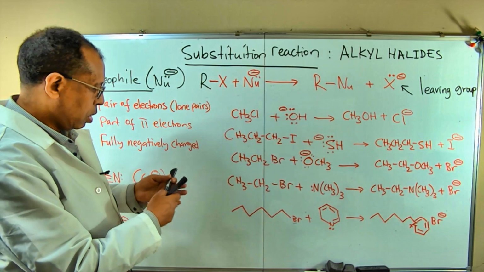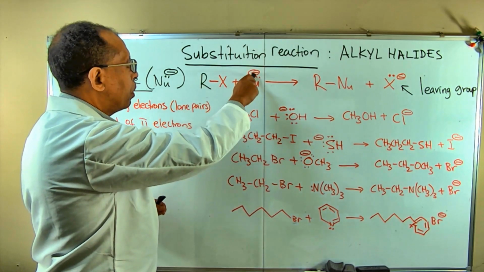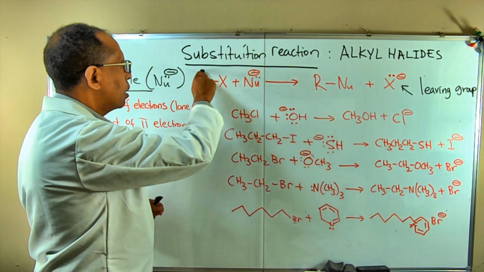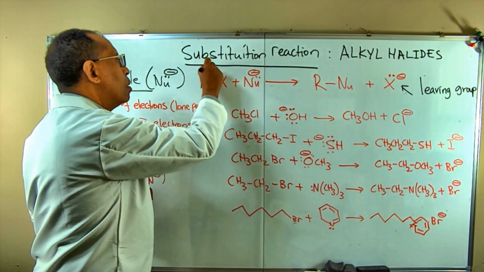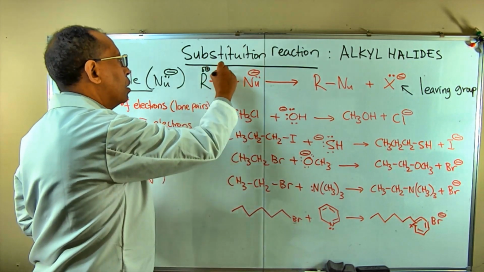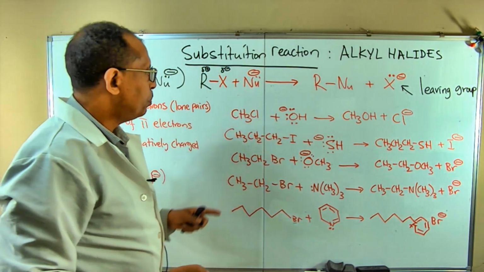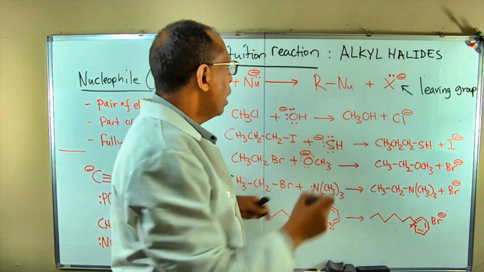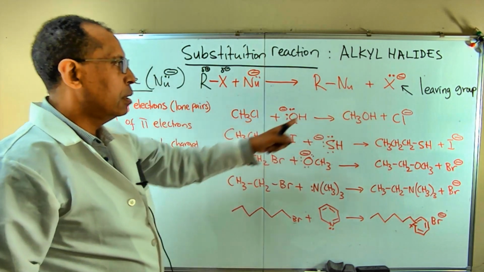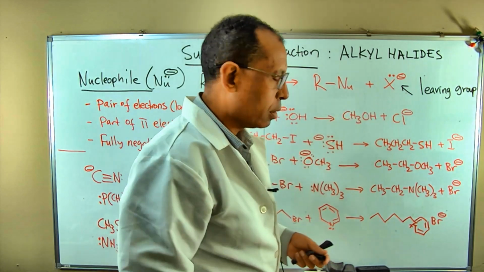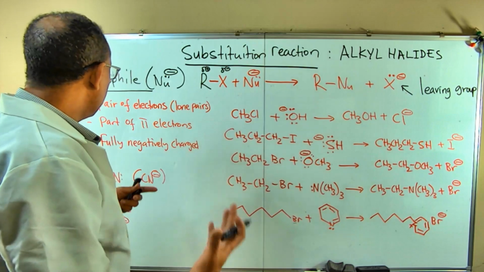So the substitution reaction goes like this: if you have an alkyl halide, a nucleophile with a pair of electrons comes and hits that electrophilic carbon, right? This is seen as negative. So that nucleophile hits the carbon and makes a new bond. That's the alkyl-nucleophile bond. And the leaving group goes with the pair of electrons. So this is how the reaction goes. For that, you need nucleophiles.